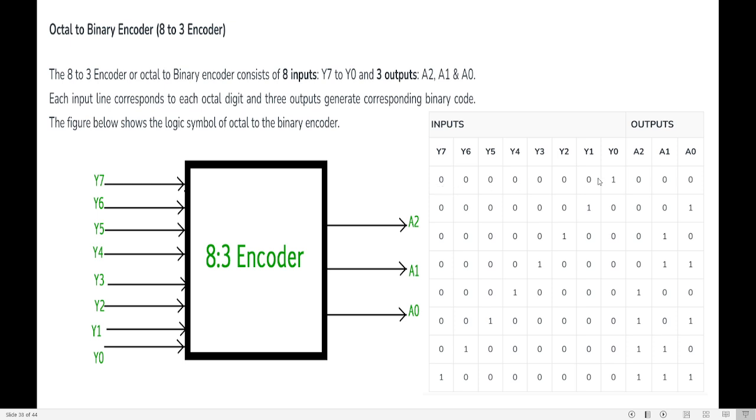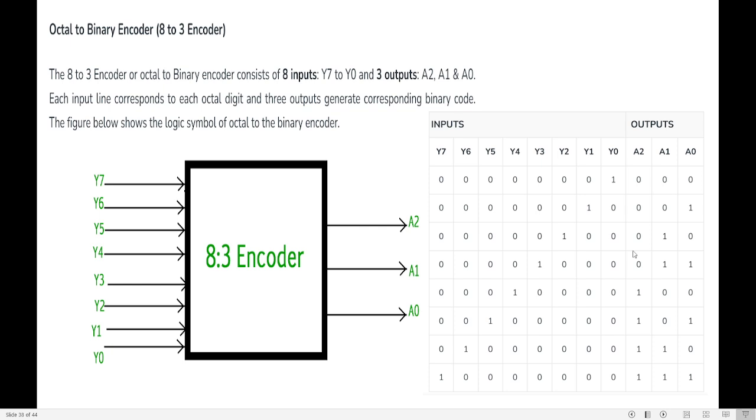So for the first case, Y0 is high, the rest are all zeros. In the second case, Y1 will be high, Y0 is 0, and Y2 to Y7 are 0. In the third case, Y2 is high, the rest are all zeros. In the fourth case, Y3 is high. Similarly, at every point of time only one input will be high, the rest are zeros. If I fill this truth table, I will get an inverse diagonal of ones for an encoder.